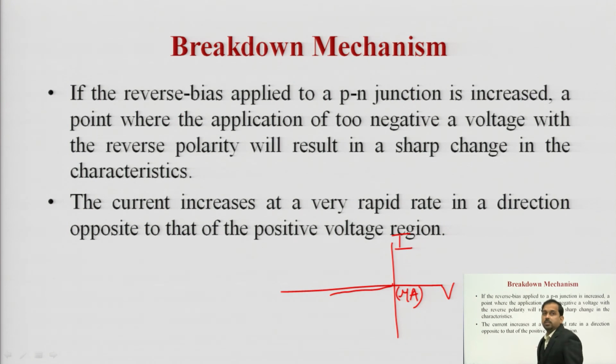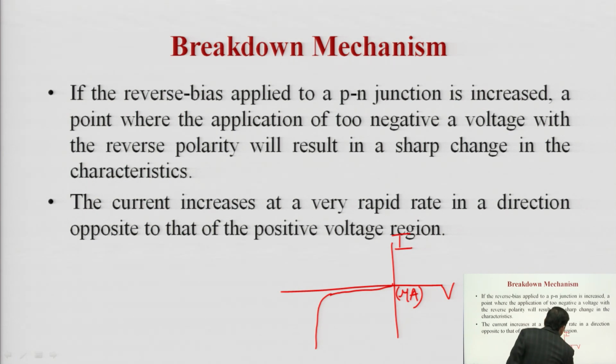What happens is, if we increase this reverse voltage in the negative direction, meaning a very high reverse voltage is applied to a PN junction diode, there is a sharp change in the characteristics, something like this. The current increases sharply in the negative direction, very rapidly, in a direction opposite to that of the positive voltage region. This is known as the breakdown mechanism.